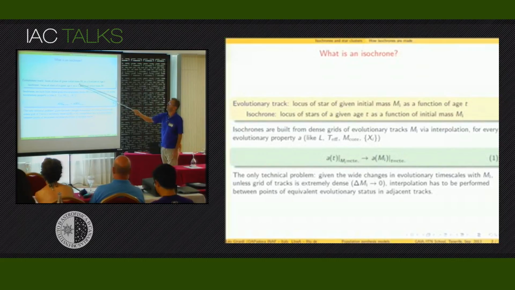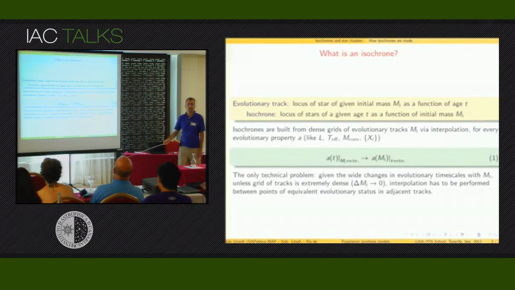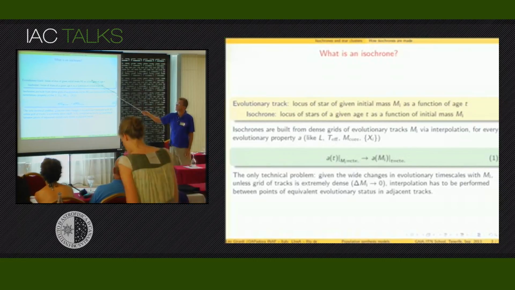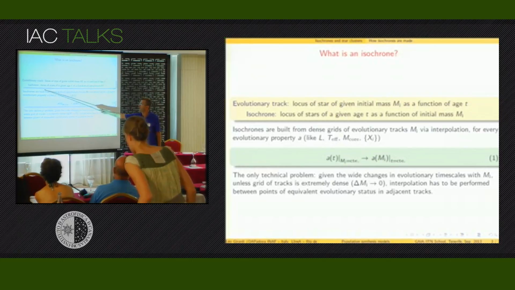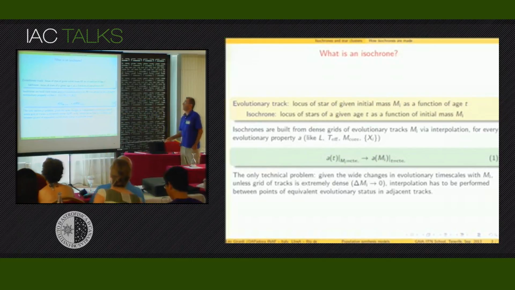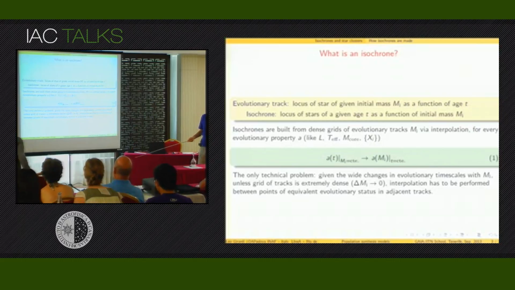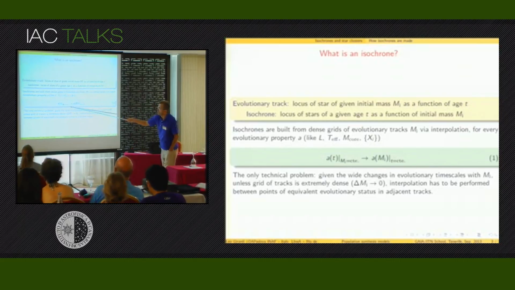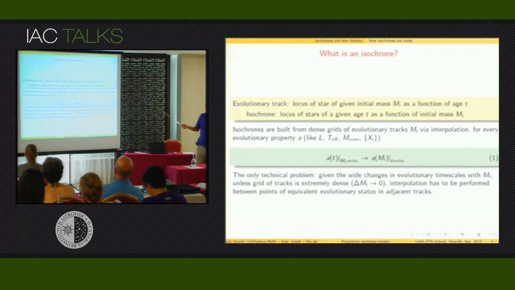Evolutionary tracks are the locus of a given star of initial mass mi as a function of age, which you already know from yesterday. That's what comes out from the stellar evolution codes. Isochrones are simply the locus of stars of a given age as a function of initial mass. So there's a one-to-one relation between grids of evolutionary tracks and grids of isochrones.